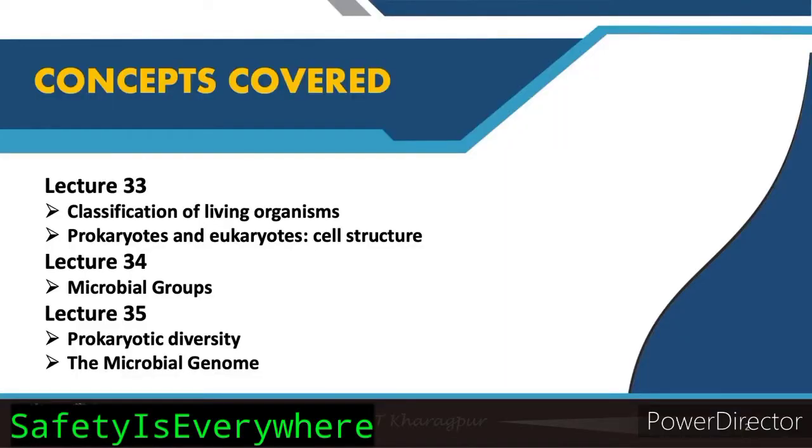I think I mentioned in lecture 3 that we covered the classification of living organisms, the differences between prokaryotes and eukaryotes. We looked at cell structure, some basic organelles that are part of all cells, the unit of life. So we've covered that in lecture 3. What we're going to cover in lecture 4 is the different microbial groups that are present on the planet literally. And in lecture 5, we will be covering prokaryotic diversity and a little bit about the microbial genome.